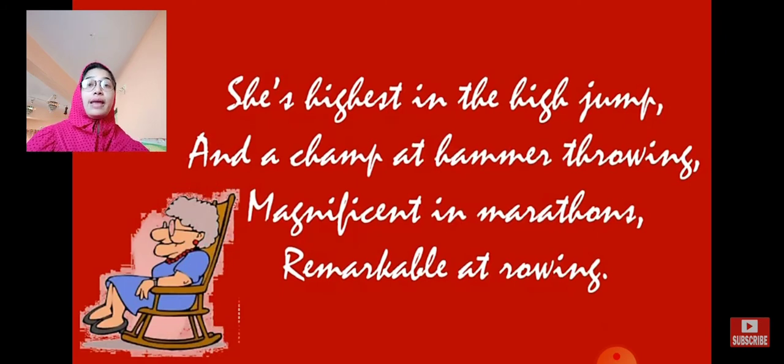So these games again. First was archery, second canoe, third taekwondo, which is a kind of martial arts. Fourth was table tennis, fifth diving board, sixth trampoline, seventh weights, eighth wrestling, ninth high jump, tenth hammer throwing, eleventh marathons, twelfth rowing. Let us move forward.